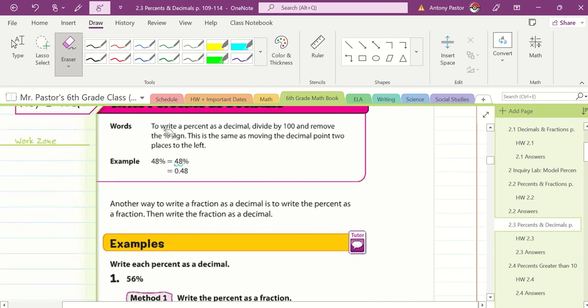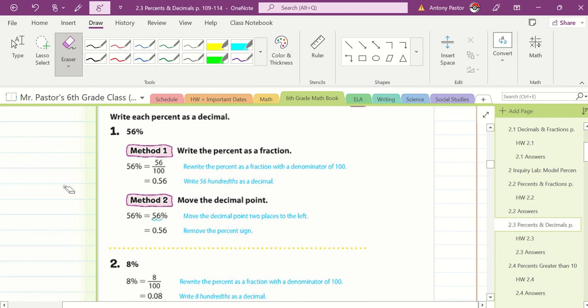As we see here, to write the percent as a decimal, divide by 100 and remove the percent sign. This is the same thing as moving the decimal point 2 places to the left. If this is how your brain works, you can do this as well. Pretend like the decimal's at the end, jump it twice to the left, it becomes 0.48, which is what 48% would be.